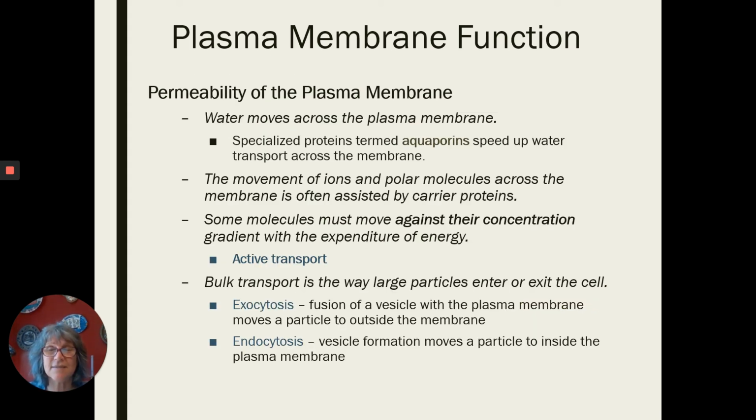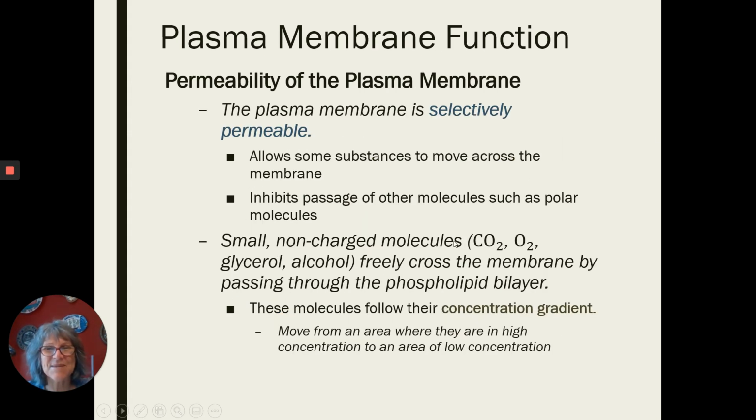Small molecules, as I said, that are nonpolar, oxygen and carbon dioxide, can pass through the phospholipid bilayer freely. They will move from an area of high concentration to low concentration, so down the concentration gradient. Think about the word gradient: it means a slope. So moving from up here on the slope, high concentration, to down here, low concentration.